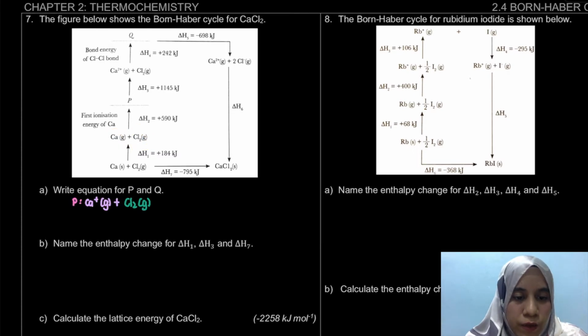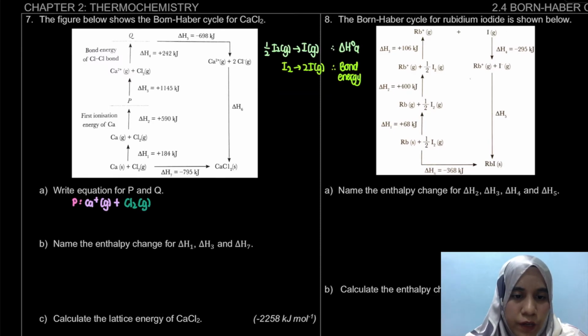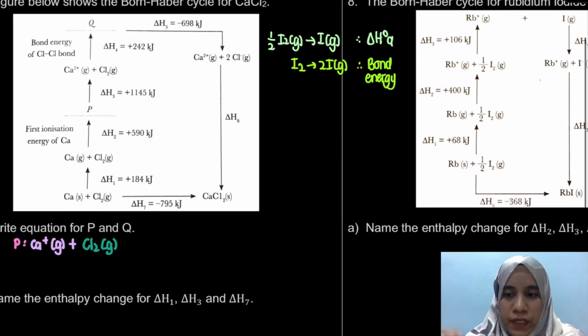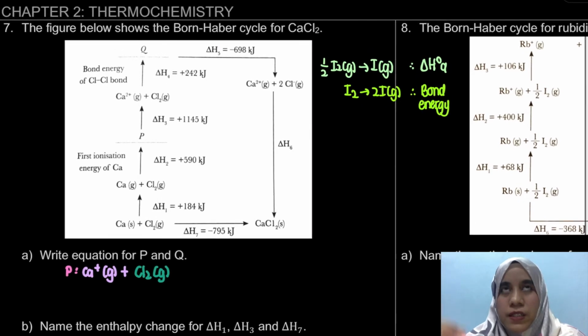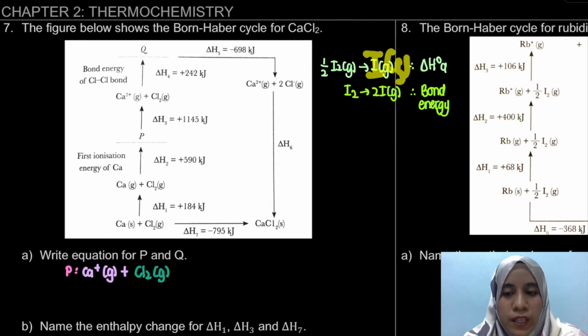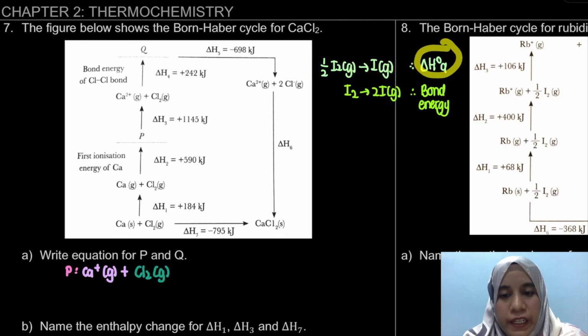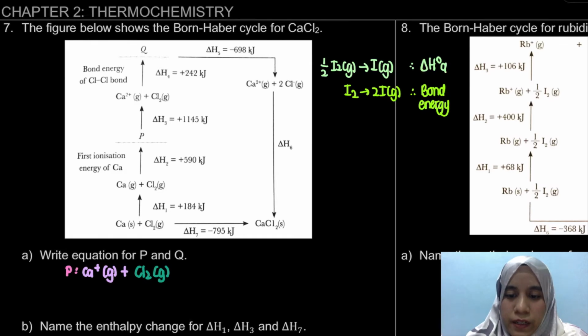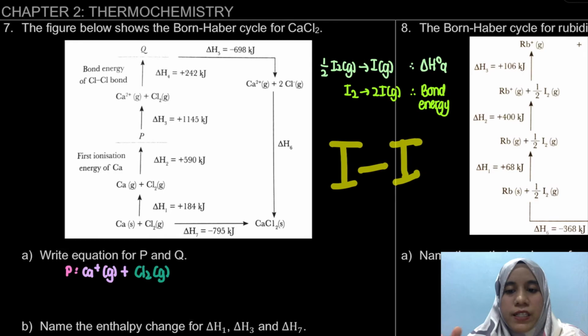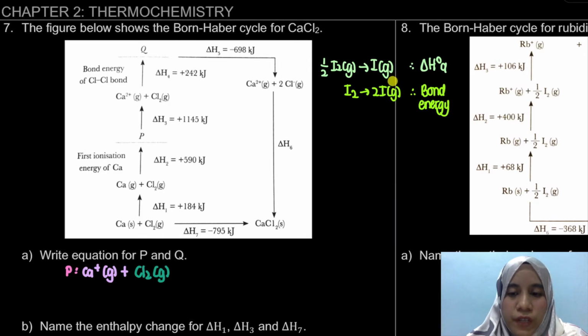Okay, next for Q. So here it mentioned about bond energy of Cl-Cl bond. So what is actually the bond energy of Cl-Cl bond? Okay, for example, if I have here the atomization. Atomization is when one mole of atom is formed from the stable element, right? So this is atomization. So what is the bond energy? It's actually this one. The bond energy is between these two Cl. Right? What is the bond energy here?